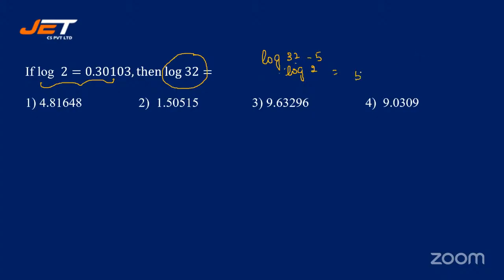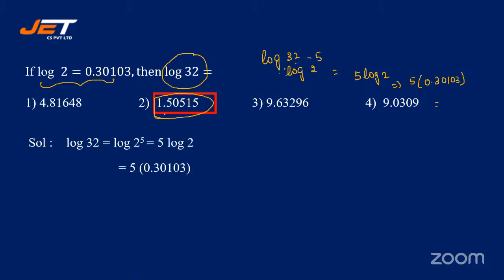So 5 log 2. We know the value of log 2 as 0.30103. So when you multiply this, you will get it as 5 3s are 15, so 1.5. So this should be the answer. So this is how very swiftly you can find out your answer.